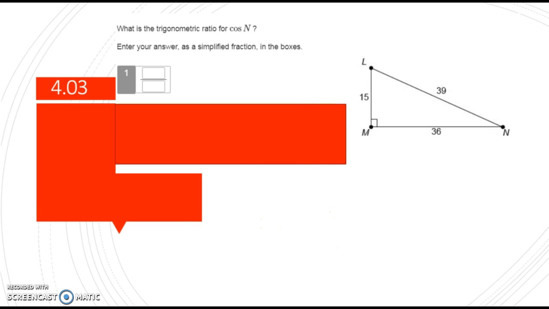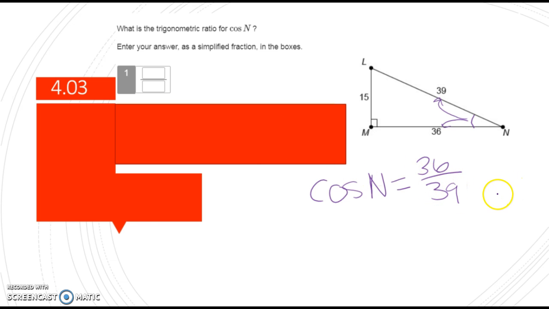But if you did watch it, or if you were in class, then you would remember that for cosine of n, here's our angle n. We always mark whatever angle we're looking at. Cosine is equal to adjacent over hypotenuse. Well, the adjacent side is 36. So cosine of n is equal to adjacent, which is 36, over hypotenuse, which is 39.